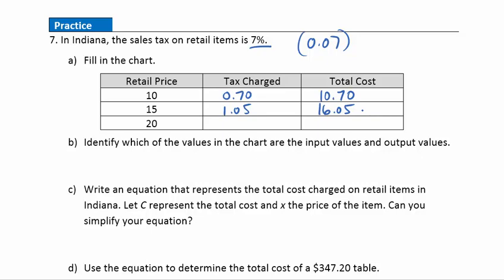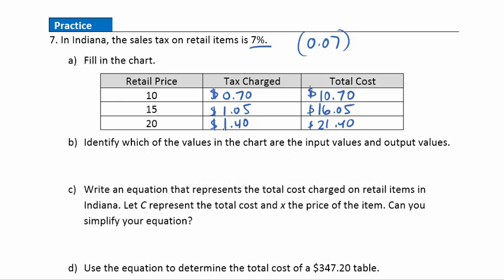Okay, $20, we'll take 20 times 0.07, and that should give us $1.40. And when I add that to 20, that's going to give me $21.40. And I should put dollar signs on all of these since we're working with money.